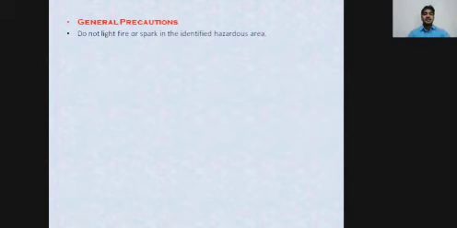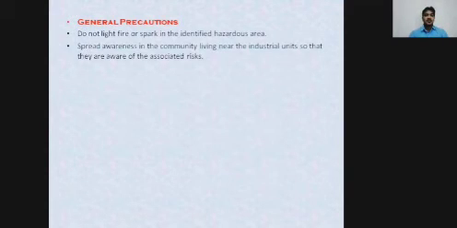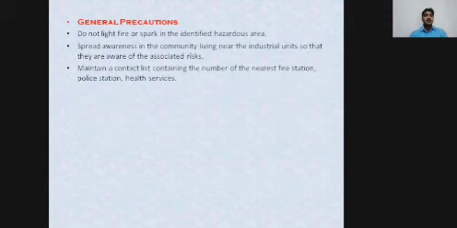Now we can take some general precautions in a chemical hazard. Do not light a fire or spark in a hazardous area. Spread awareness in the community living near the industrial unit so that they are aware of the associated risks. Maintain a contact list containing the numbers of the nearest fire station, police station, health services, etc.